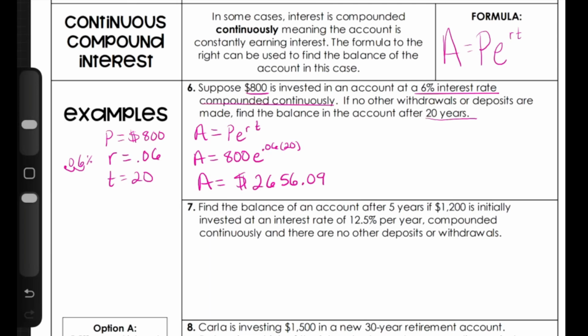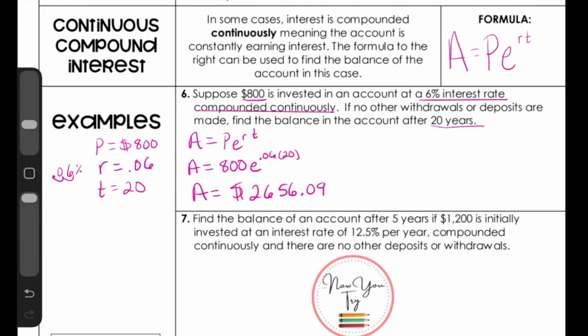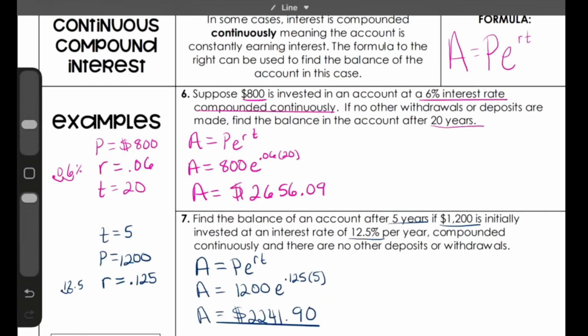Okay, perfect. Now I want you guys to go ahead and try number 7 without me. Okay, so for number 7, you should have gotten $2,241.90. So for this one, our time is 5 years. Our initial deposit or investment is $1,200 and our rate was 0.125.